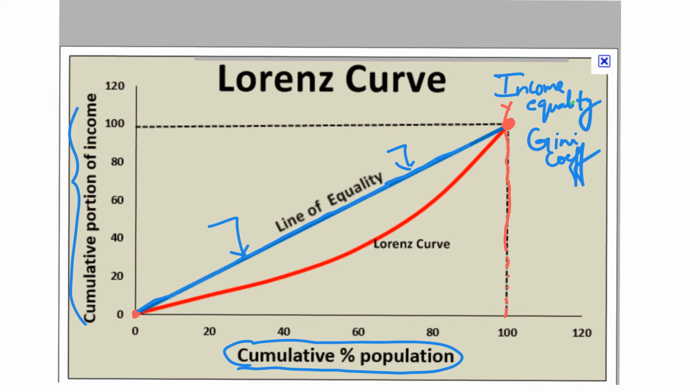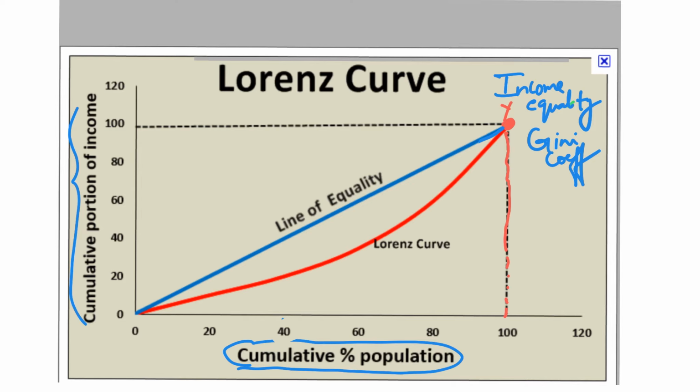Taking these 2 points and joining the line between them, we arrive at the line of equality. On this line of equality, what we observe is that 20% of the population is having 20% of the income, 40% of the population is having 40% of the income, 60% of the population is having 60% of the income. That is the reason it is called an equal distribution. Equal distribution is something which you observe, and this is called the line of equality. Now let's move ahead in understanding the Lorentz curve and Gini coefficient.